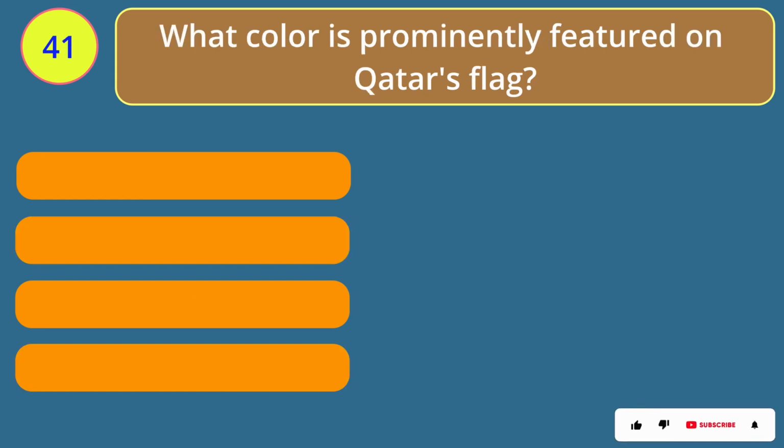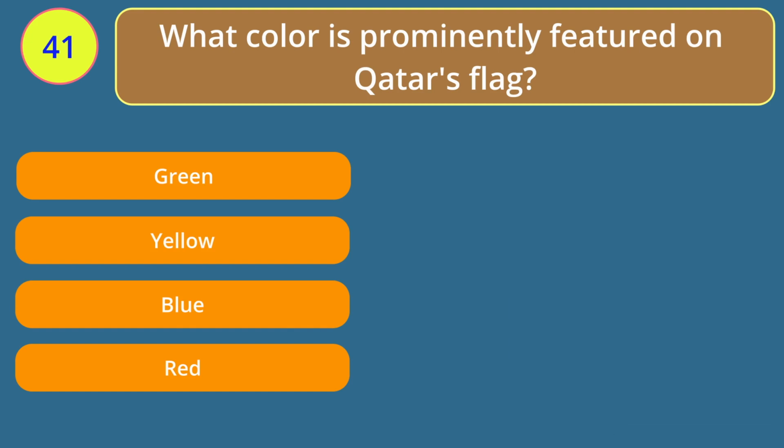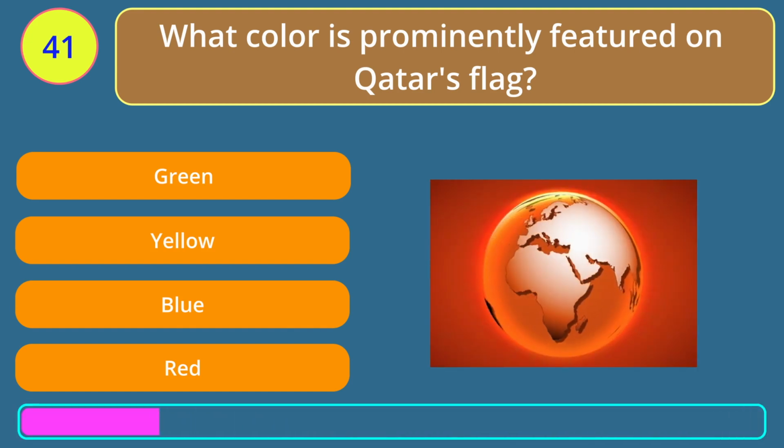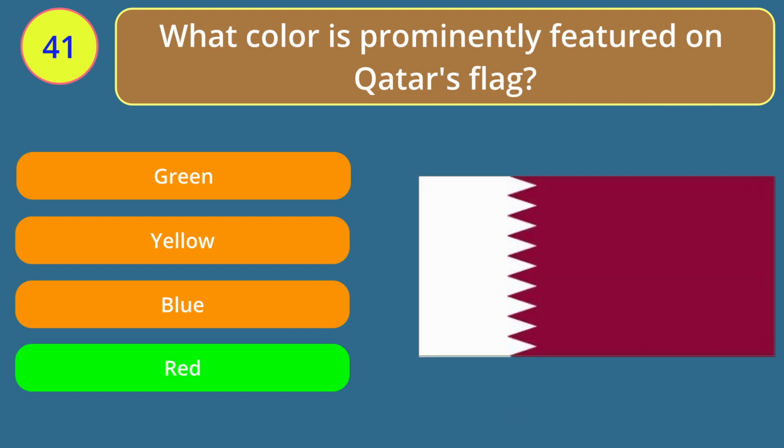What color is prominently featured on Qatar's flag? The four options are green, yellow, blue, red. The correct answer is red.